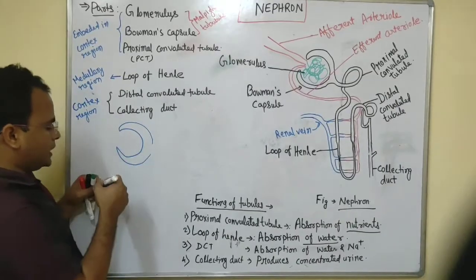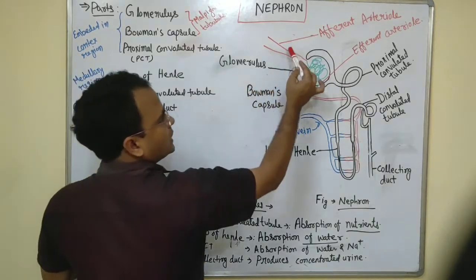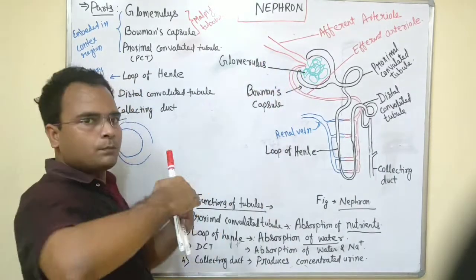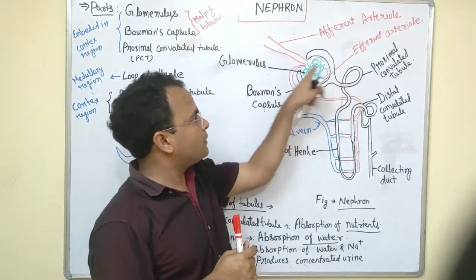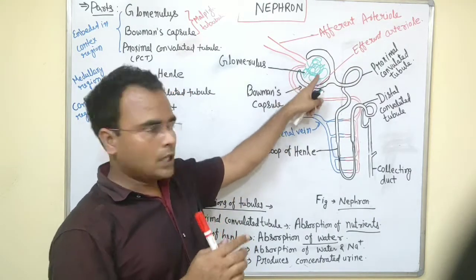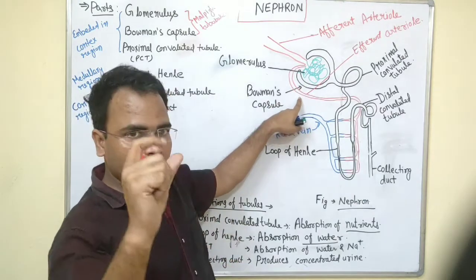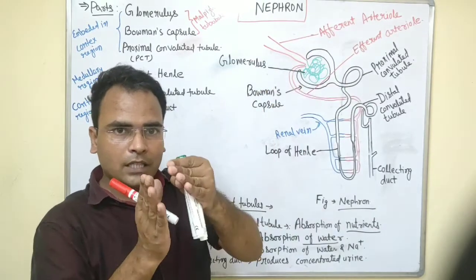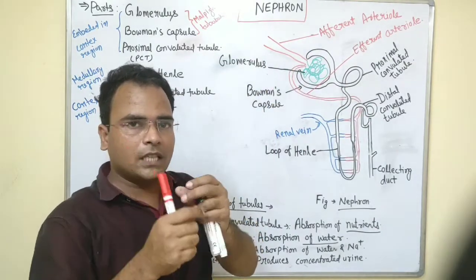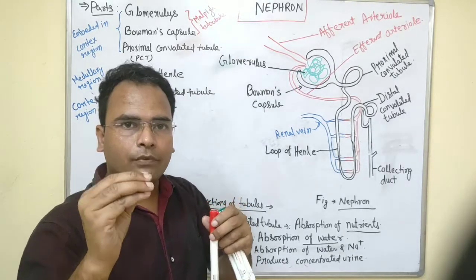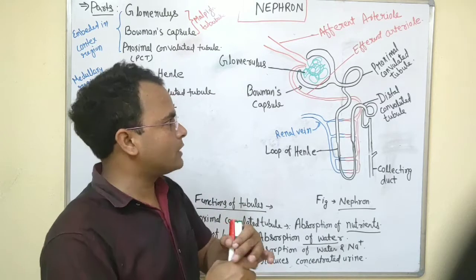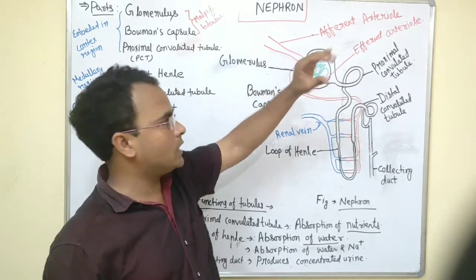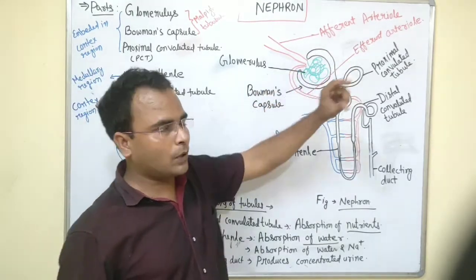In this Bowman capsule, the afferent arteriole comes in. You can see the lumen of the afferent arteriole is broader, and when the efferent arteriole comes out from the Bowman's capsule, its lumen is narrow. Earlier it was broad, now it is small. Because of the difference in the diameter of the tubule, it will produce a pressure, which is responsible for the filtration. So the afferent arteriole is broader, and the efferent arteriole is smaller.